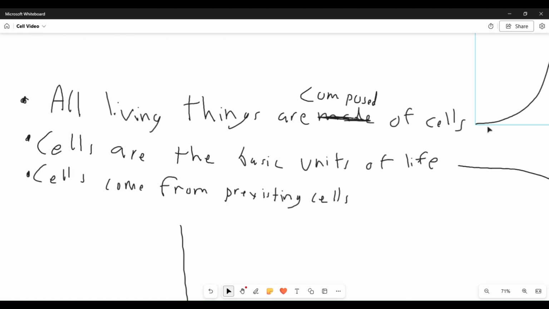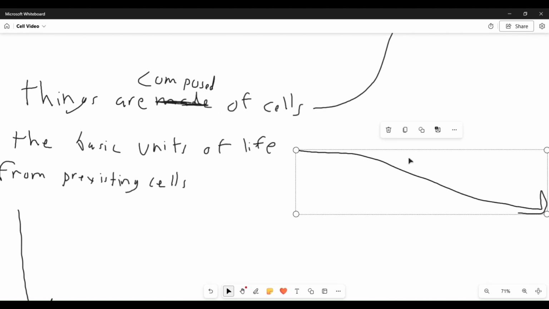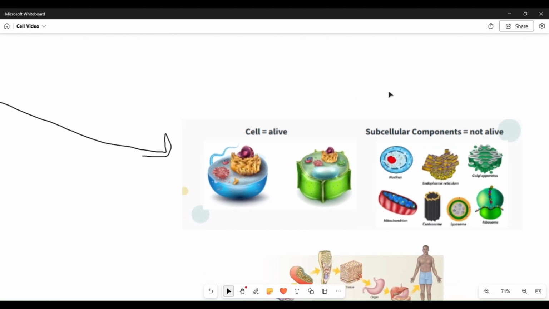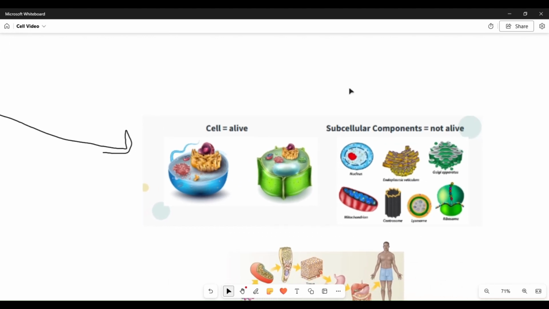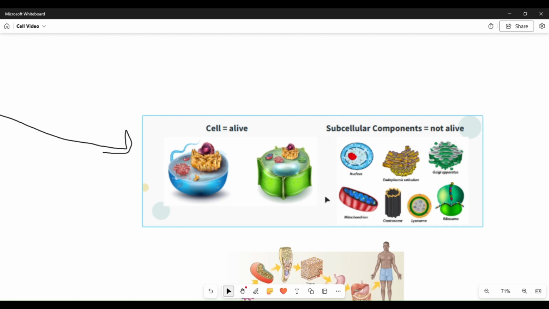Now, cells are the basic unit of life. Cells are the smallest singular unit of life that you can have. Now, the cells themselves also have tons of components inside, such as nuclei, endoplasmic reticulums, ribosomes, and so forth. And each of these components aren't considered alive, but the cell as a whole is.